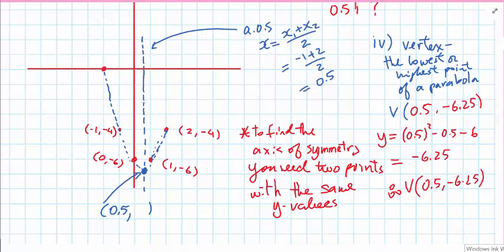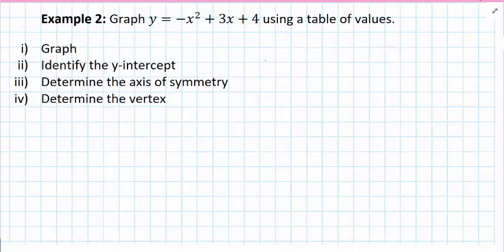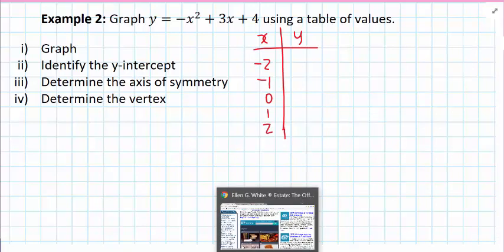And in this case, my vertex is going to be a minimum. Okay, this is a minimum value. So the minimum value in this case is negative 6.25. All right, here, let's make a table of values quickly. X and Y, negative 2, negative 1, 0, 1, 2. Again, you may need different points, but let's try these first.